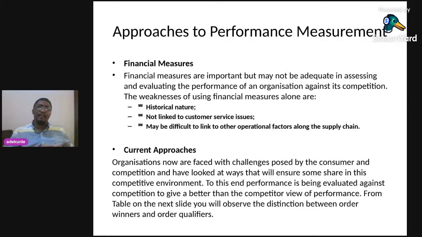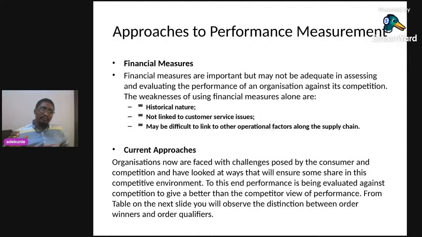All right. From there, we'll look at approaches to performance measurement. Of course, we have financial measures. We've identified that financial measures are important, but may not be adequate in assessing and evaluating the performance of an organization against its competition. The weakness of using financial measures alone is that they are historical in nature, like we said, in the past. They do not link to customer service and other key strategic business units. It may be difficult to link them to other operational factors along the supply chain.